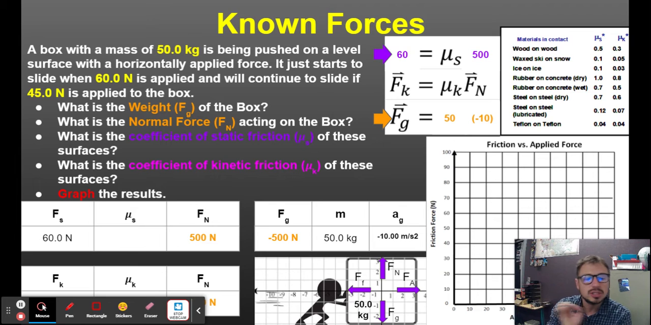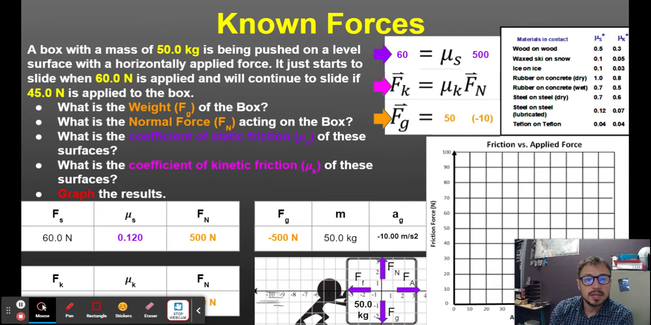So I know that it just starts to slide when 60 newtons is applied. So I know that 60 newtons is that maximum amount of static friction. So once I plug that in, I can get 0.120. Now remember, it does not have a unit. It's just a coefficient. It's just a ratio.